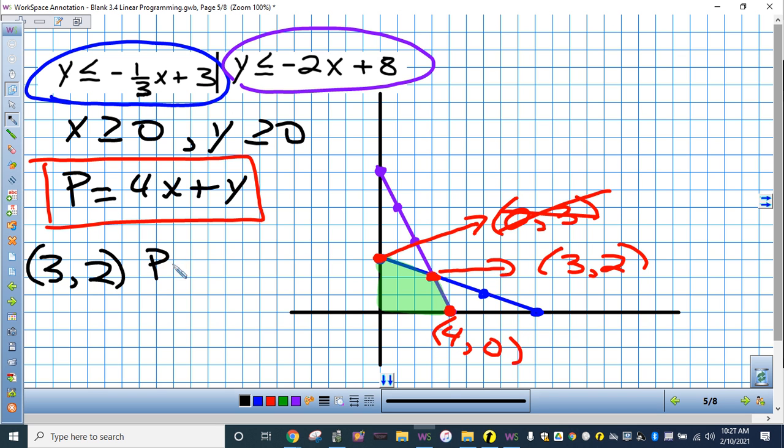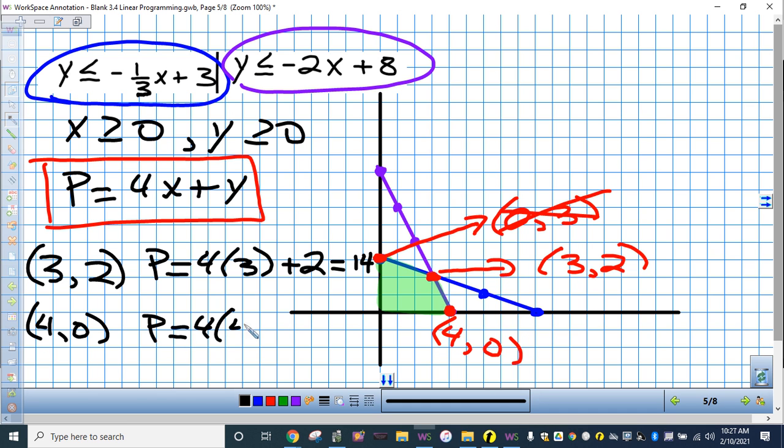So I get p equals 4 times 3 plus 2, which equals 14. Then I'm going to plug in 4, 0. So p equals 4 times 4 plus 0, which equals 16. So the 4, 0 is the point that gives you the maximum amount.